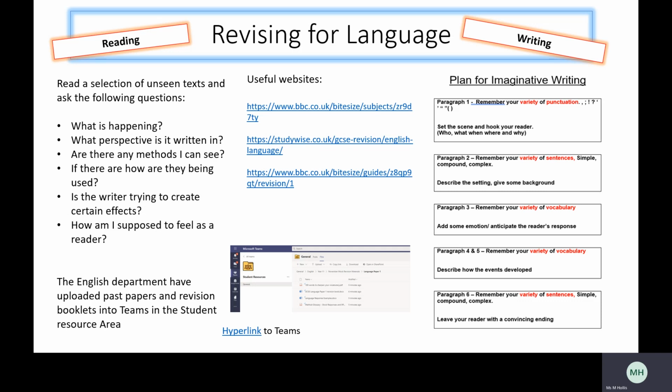Is the writer trying to create certain effects? What are they hoping to achieve? And also they consider, how am I supposed to feel as a reader?